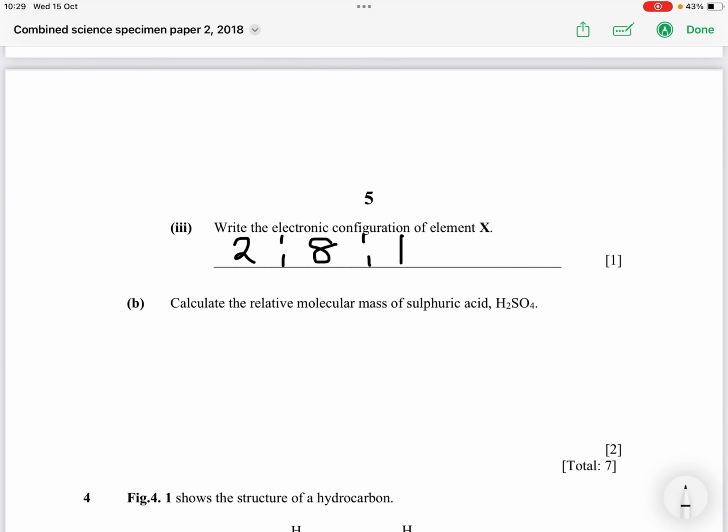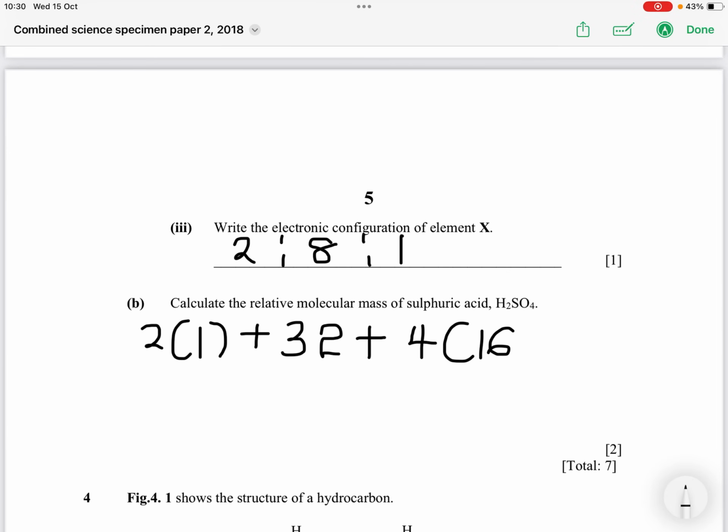And then part B, calculate the relative molecular mass of sulfuric acid. When we are calculating the relative molecular mass, we need to know that we have 2 hydrogens. So we say 2 times 1, because the atomic mass for hydrogen is 1. We have 1 sulfur. The atomic mass for sulfur is 32. And then we have 4 oxygens. So we say 4 times 16. So we are going to get the relative molecular mass of 98.